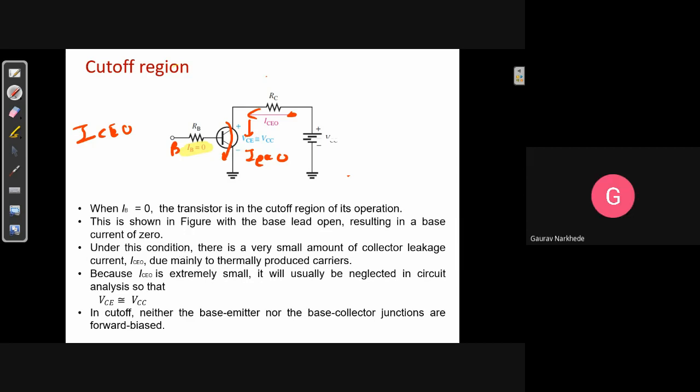Okay. Now just see here. If IC is almost equivalent to 0, there will be no voltage drop. Now, can I say that VCC is equal to VCE because both of these are in parallel? In parallel, voltage is the same, right? Yes, sir. Okay.